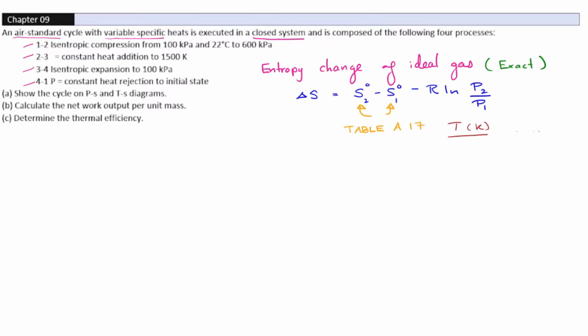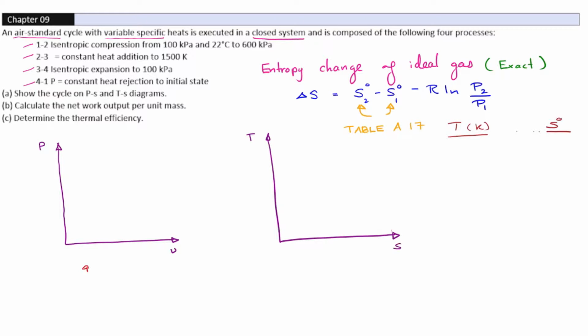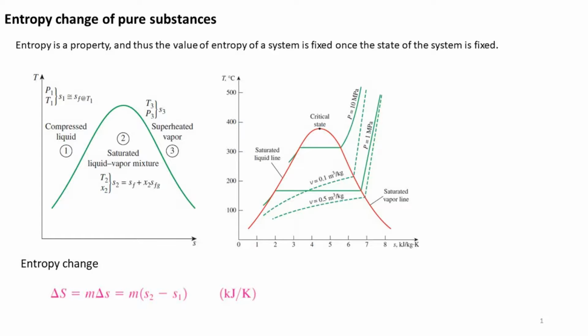First of all, we have to draw PV and TS diagrams. Let's see how we can draw different processes on PV and TS diagrams. If you are considering a constant volume process, it's going to be a vertical line on our PV diagram. On the TS diagram, it is going to be a slightly curved upwards process. If you are wondering why we draw it like that, you can revise our TS diagrams in chapter 7. We discussed this as entropy change of pure substance.